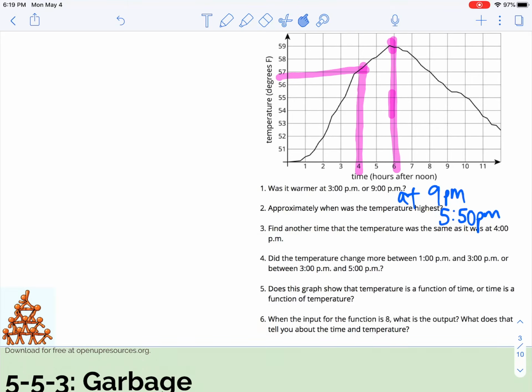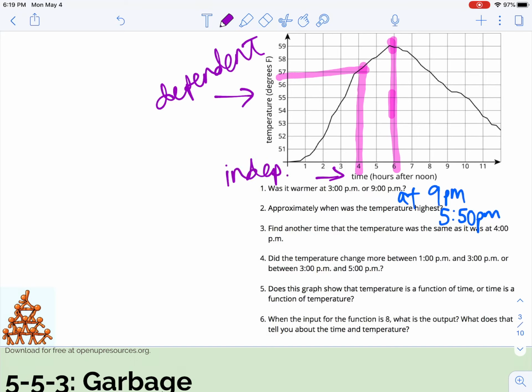Number 5 says, does this graph show that temperature is a function of time or that time is a function of temperature? So you're going to say that the dependent variable is the function of the independent variable. So this is the dependent variable, right? The y. And this is the independent, the x. So following that pattern, we would say temperature is a function of time.